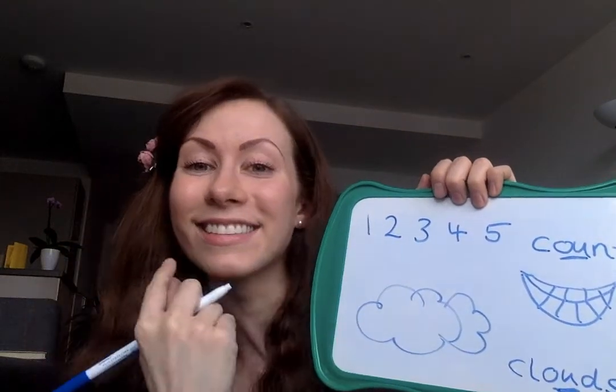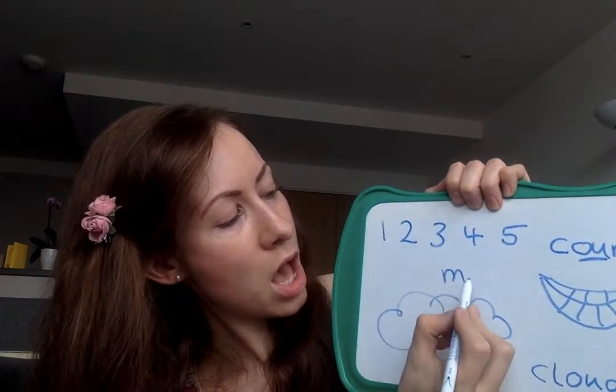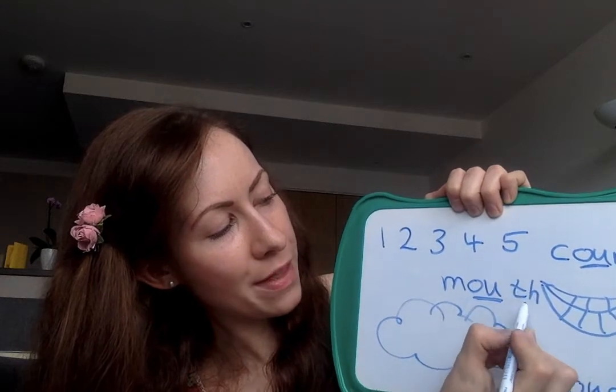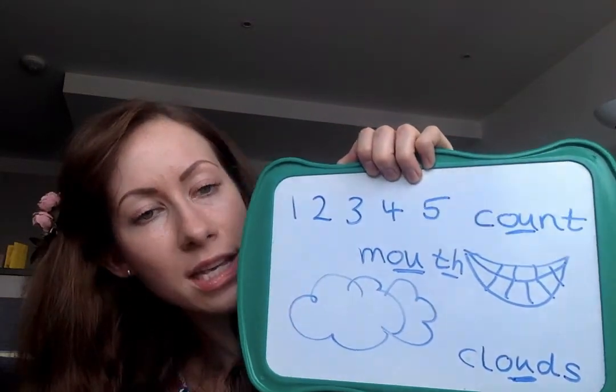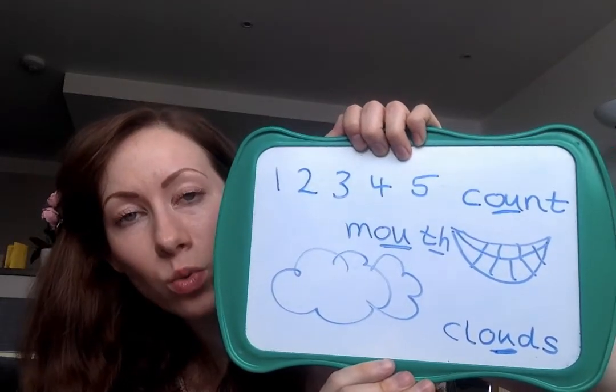Now this is a mouth, okay? Mouth. Ow. And there's another digraph there, isn't there? Mouth. Okay, so we've got count, mouth, and clouds. Here we go. Okay, right.